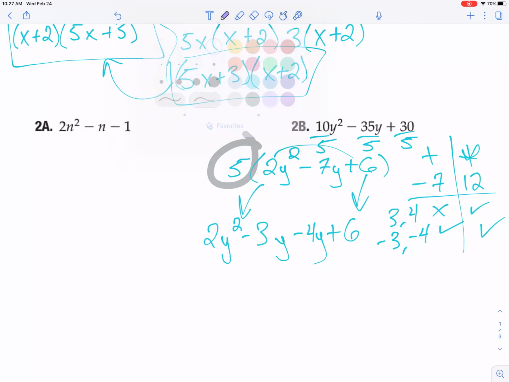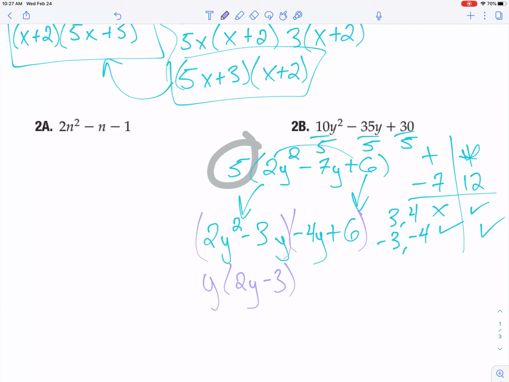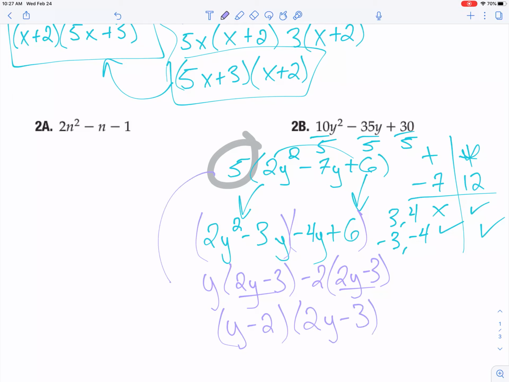Next up I get to do factor by grouping. Looks like I can take a y out. Looks like I can take a 2. I think I might try taking a -2 out, because that'll give me a positive 2y and a -3, which is what I want. So now it would be y minus 2, 2y minus 3. There's a catch. Don't forget that there was this 5. All you're going to do is just tack it onto the outside.